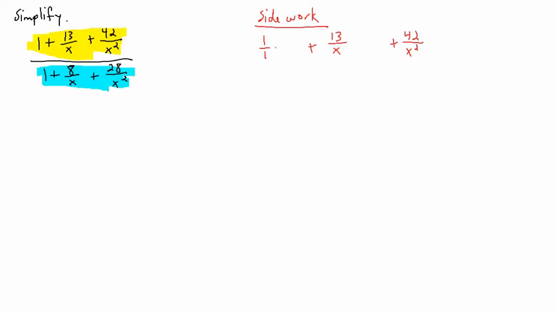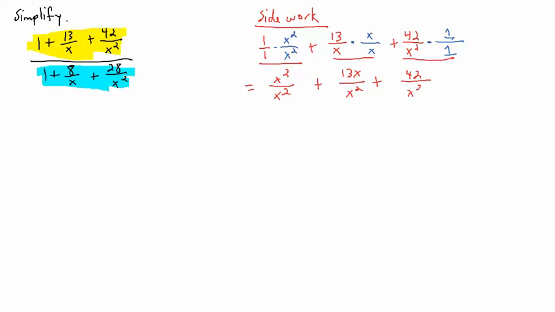I need them all to have the same denominator, and I multiply each of these by a form of 1. X squared is what is common, a common denominator to all three. So I'll multiply the first one by x squared over x squared, the second one by x over x, and the last one has x squared on bottom, so I'll multiply it by 1 over 1. So that gives me this guy, which is going to be x squared over x squared, plus this guy, which is going to be 13x over x squared, plus this guy, which will be 42 over x squared.